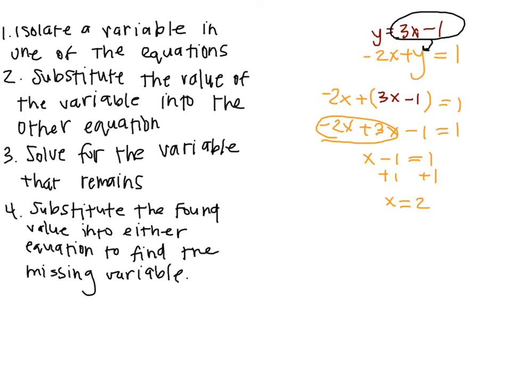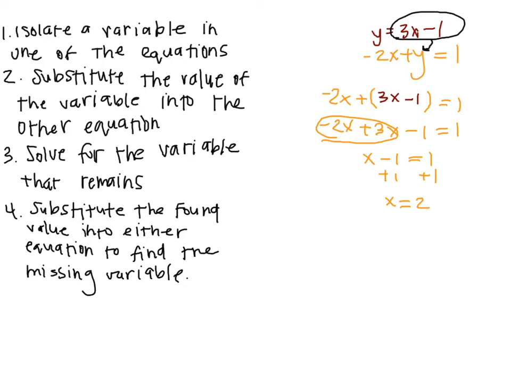Once again, that fourth step is to substitute the found value, in this case x equals 2, into either equation to find the missing variable. So I can plug it into y equals 3x minus 1 or negative 2x plus y equals 1. I'm going to plug it into the first one because it's already set equal to y, and that will give me less work to do.